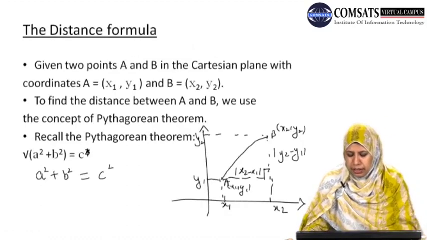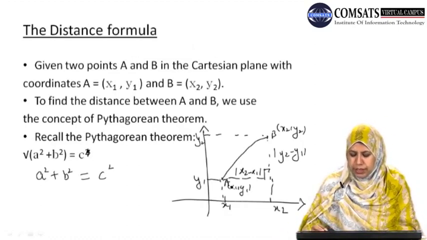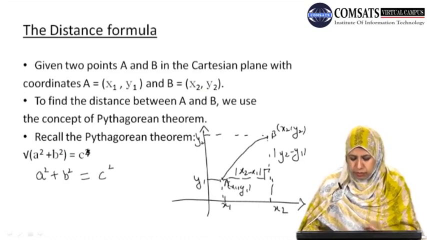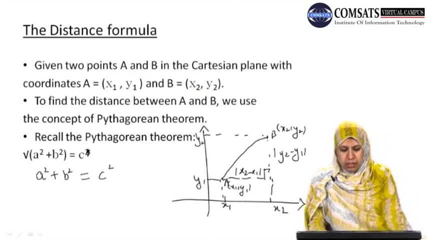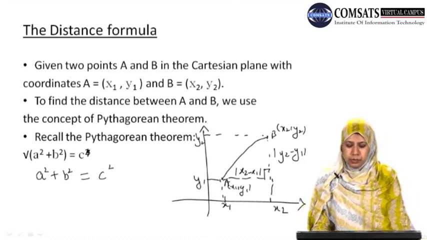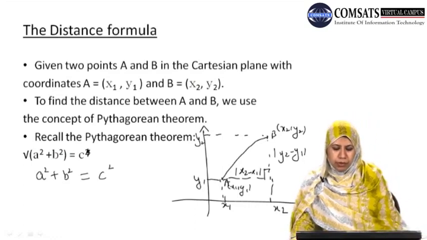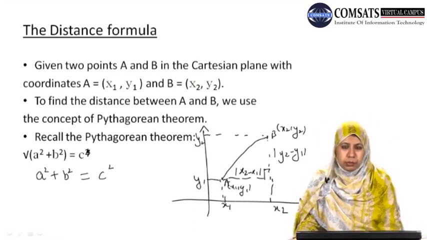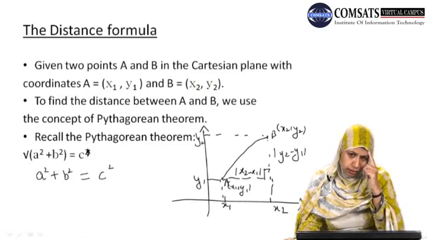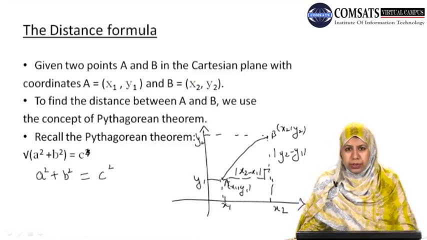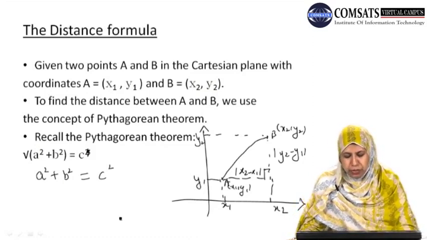Let's have a look at it again. We are given 2 points A and B in the Cartesian plane with coordinates x1, y1 and x2, y2 respectively, and we want to find the distance between these 2 points, that is, the length of the line joining the points A and B. So we will use our Pythagoras theorem.